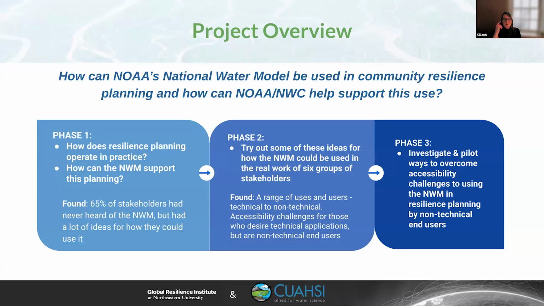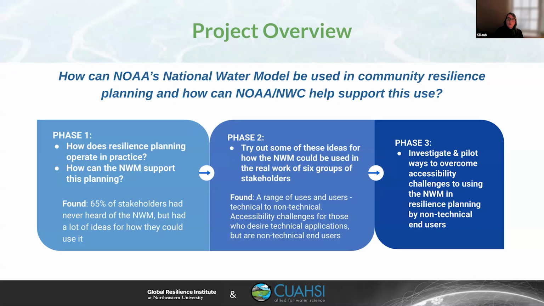In the second phase of the study, once we knew that this is a context in which folks wanted this information and had ideas for how to use it, we actually wanted to try it out. So we worked with 6 different groups of these folks across the US to try out how, using National Water Model data as it stands today, they could apply it in the decision-making context they wanted to use it in.